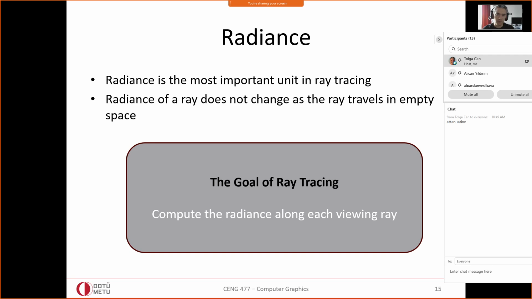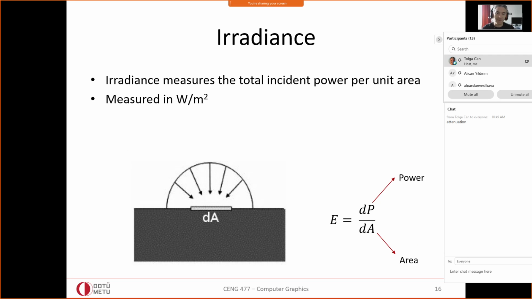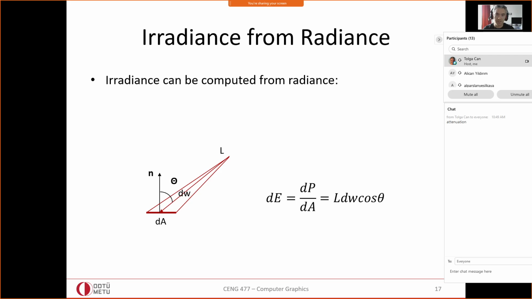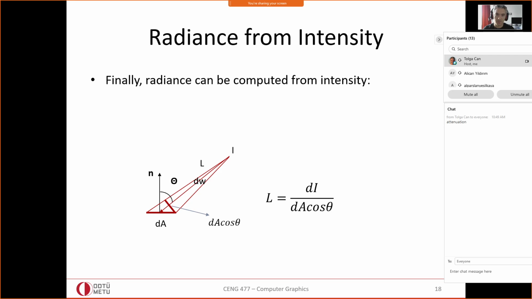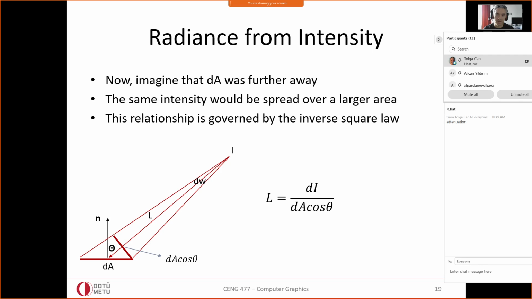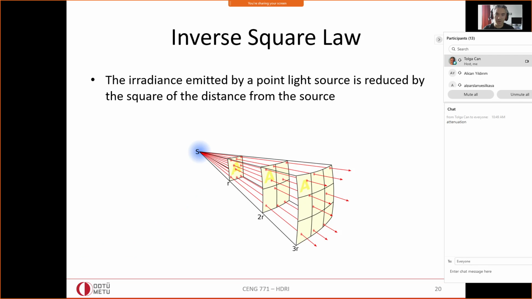Our goal will be to compute radiance along each viewing ray. We will not use the steradians or the area, because our rays really are one-dimensional objects. They don't occupy a certain area, so they will not have per unit area. Irradiance, these things, are really the actual physics of things which we will not use, so I'm skipping these. The important thing here is the cosine. You are going to see that.